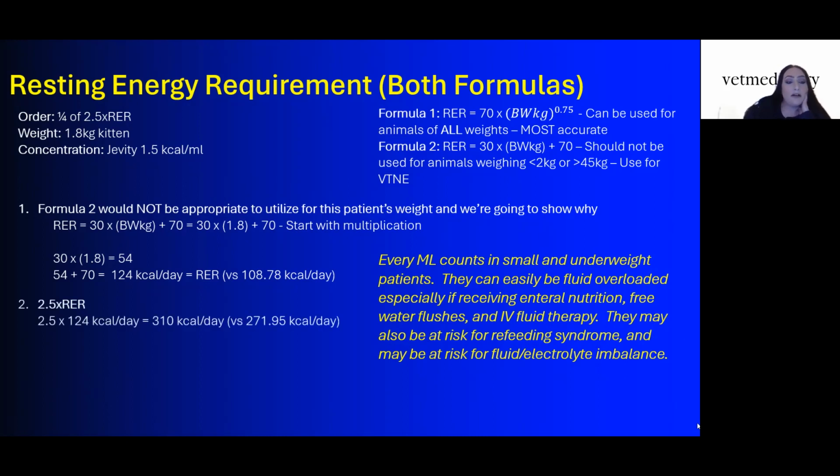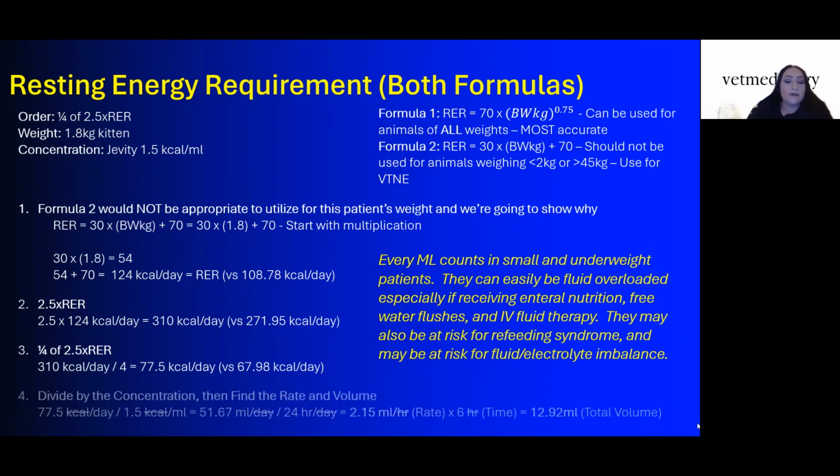2.5 times RER for this amount. So 2.5 times 124 kilocalories per day equals 310 kilocalories per day, versus 271.95 kilocalories per day. And a quarter of 2.5 times RER: 310 kilocalories per day divided by 4 is 77.5 kilocalories per day versus 67.98 kilocalories per day.